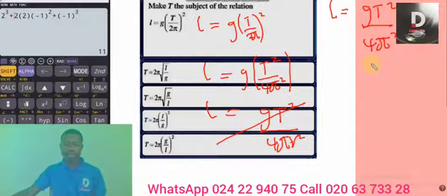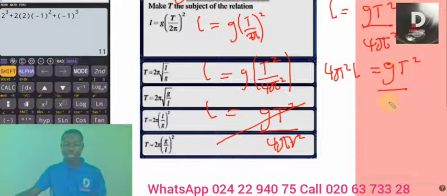Good. You still keep asking, what is your target? T. By the equation in fraction, these two terms, so you cross multiply. So you get 4 pi squared L equal to GT squared. What is disturbing it? G. So it multiplies, so you divide. So you divide here by g, divide here by what? G. Right? So g cancels g.